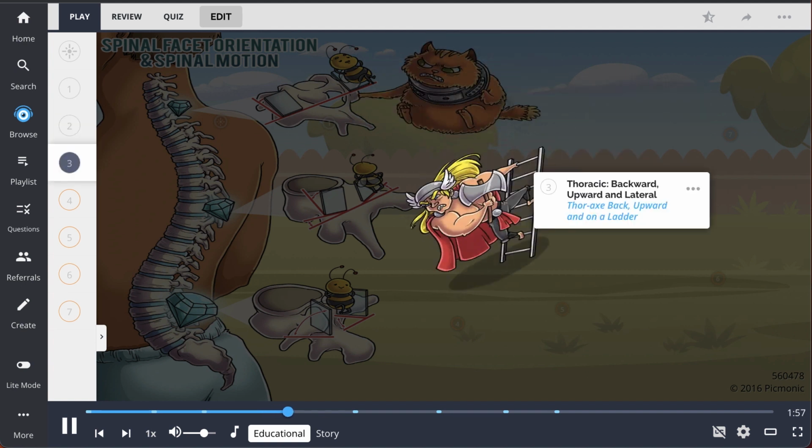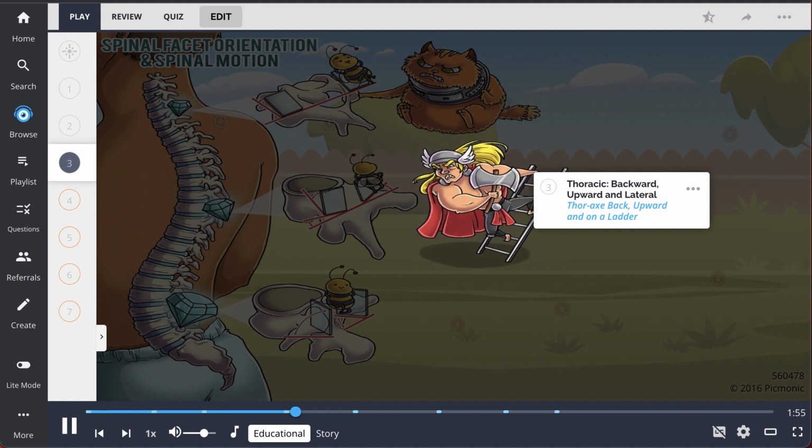The next region of the spine and its facet orientation is thoracic: backwards, upwards, and lateral, depicted by Thorax sitting back, up, and on a ladder. The superior facets of the thorax are oriented backwards, upwards, and lateral.